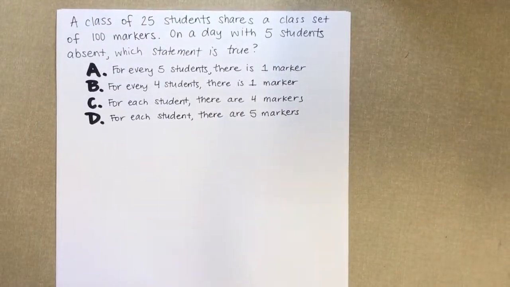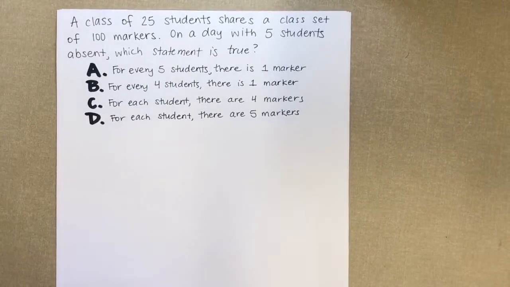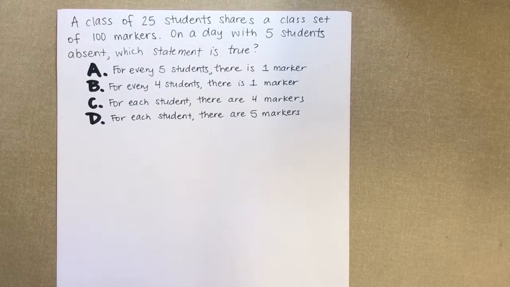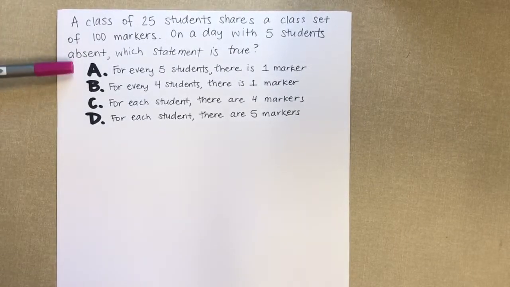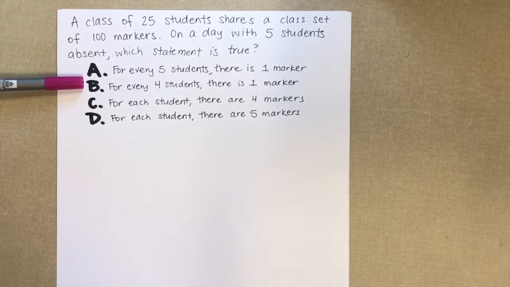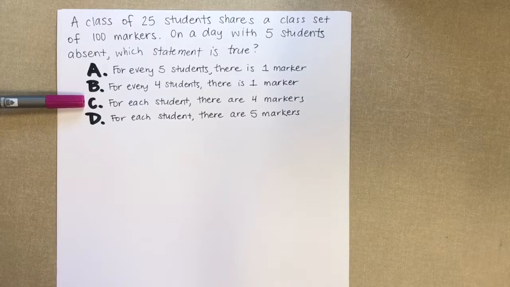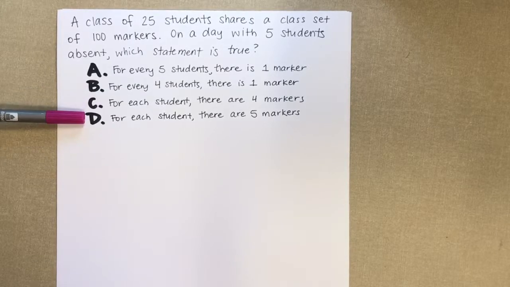A class of 25 students shares a class set of 100 markers. On a day with 5 students absent, which statement is true? A, for every 5 students, there is 1 marker. B, for every 4 students, there is 1 marker. C, for each student, there are 4 markers. D, for each student, there are 5 markers.